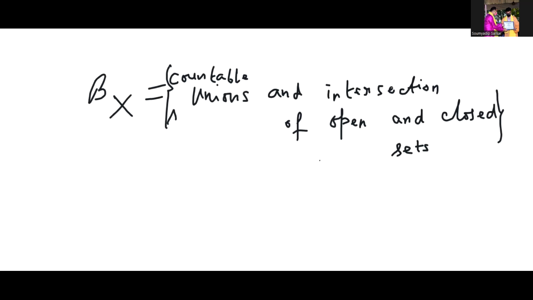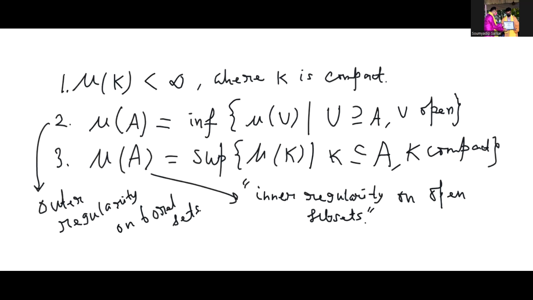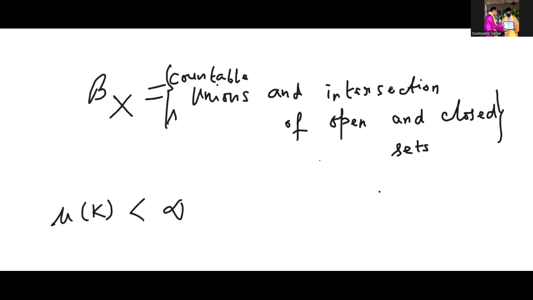So the measure is finite on compact sets. Maybe I can go back to those slides. So yeah, these three important properties: a compact set has finite measure, the measure of any Borel set can be approximated from outside by open sets, and the measure of any open set can be approximated from inside by compact sets. So this is a Radon measure. So you have this topological space X, then you have a measure on it, which is a Radon measure on the Borel sigma algebra. So this is the setup.